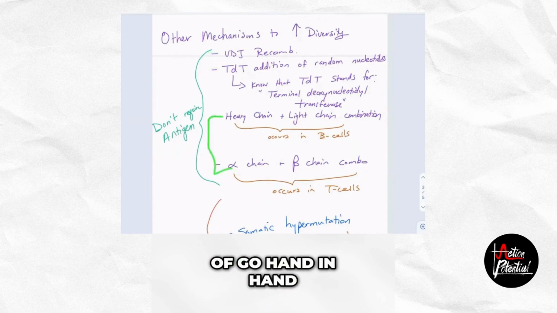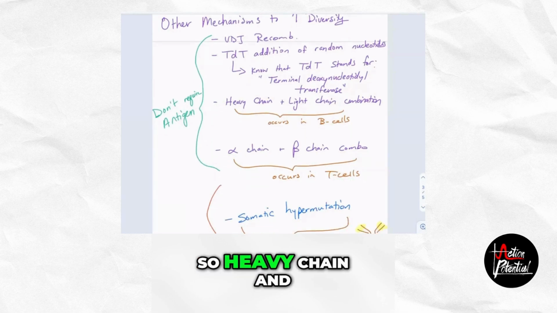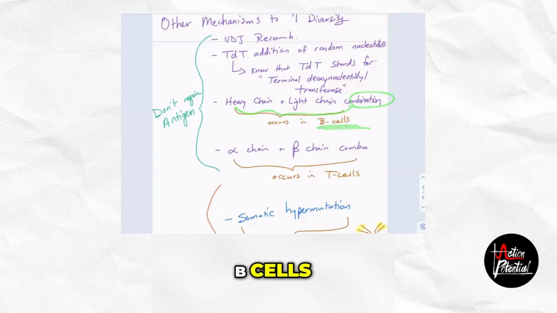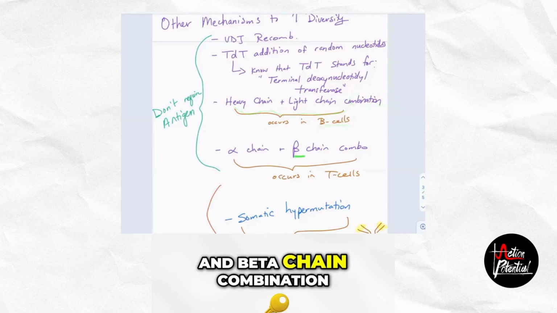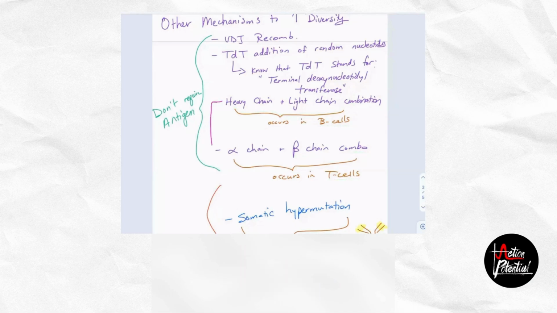Then these 2 kind of go hand in hand. They're the exact same thing, but you just have to know whether it's a B cell or a T cell we're talking about. So heavy chain and light chain recombination, this occurs only in B cells. And then alpha chain and beta chain combination, this is going to be the analogous version, but in T cells. So these two are basically the same process, but it just depends in which cells they occur in, B or T.